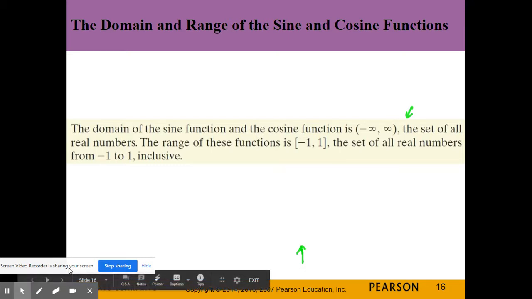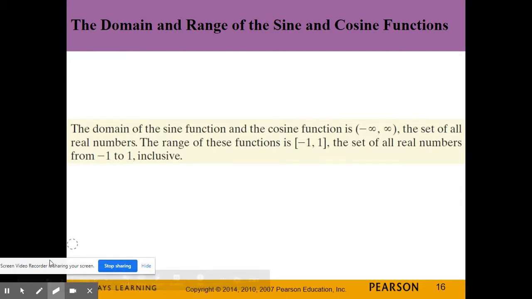The domain of the sine function and the cosine function is all real numbers. The range has to be between -1 and 1. So that means you can go forever on these sine functions. They can keep going forever. So the x is any number you want. But the y value will never be anything more than 1 or anything less than -1.